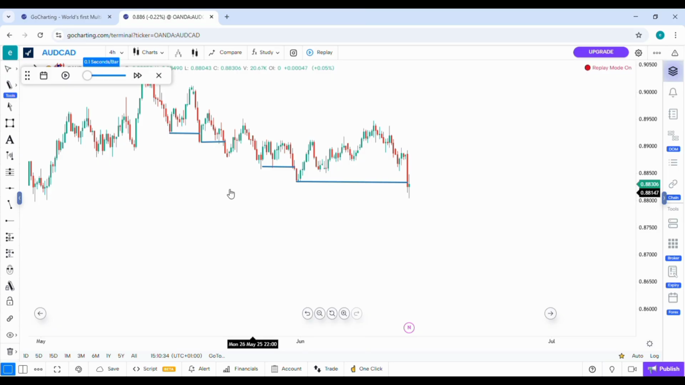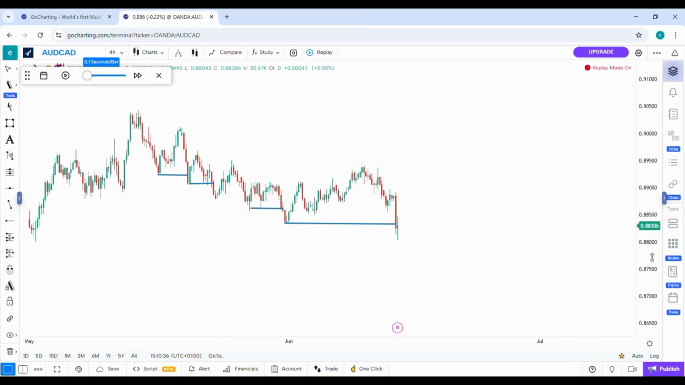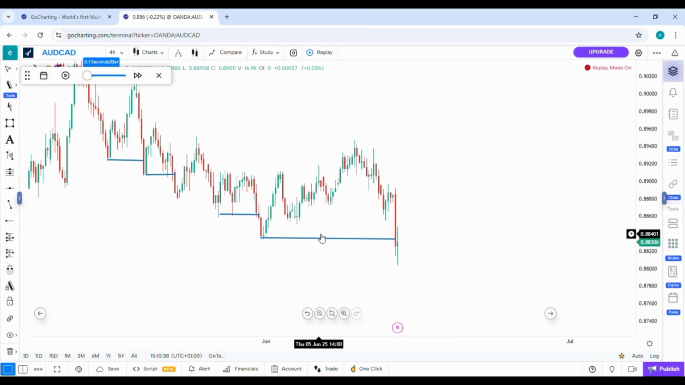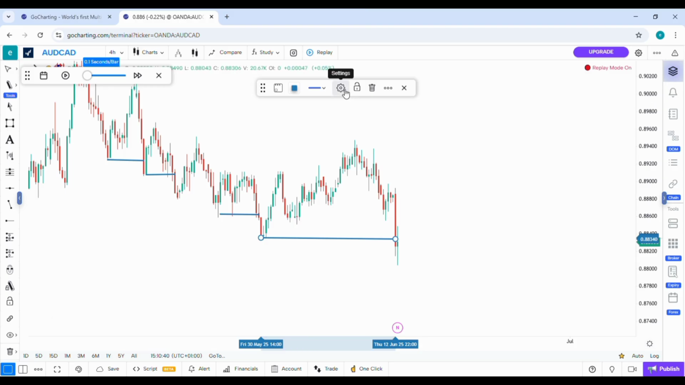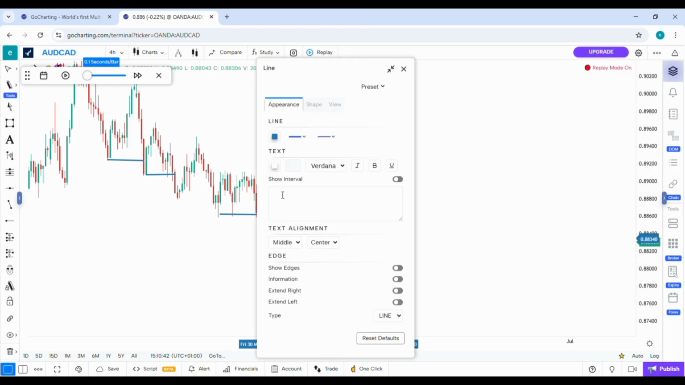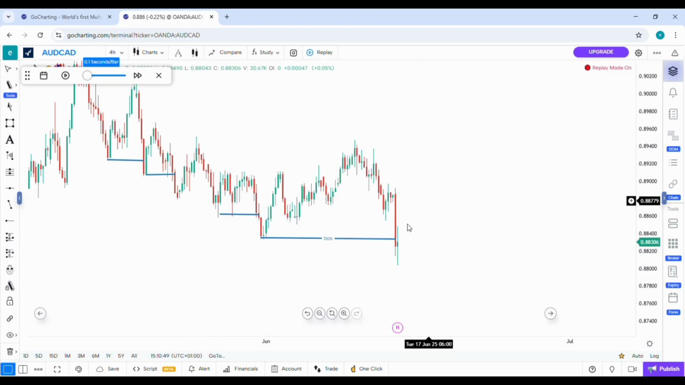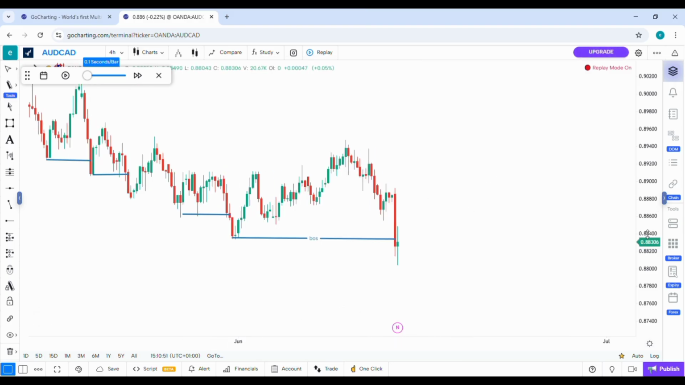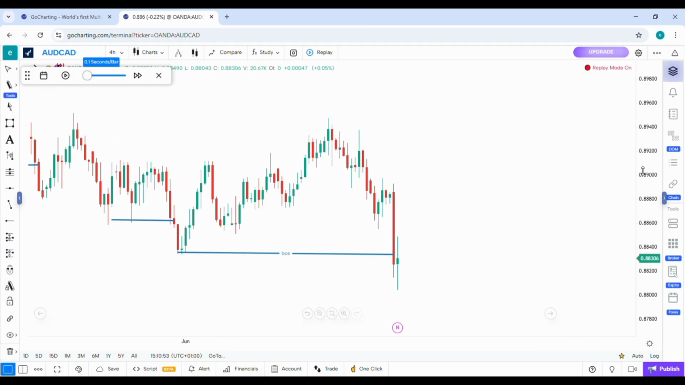Now, after marking out this particular structure, these are all our breaks of structure to the downside. This is a bigger picture, which is a bigger break of structure, BOS, which stands for break of structure. Now this is here now. So now what we need to do is to mark out the origin that caused this particular break of structure.